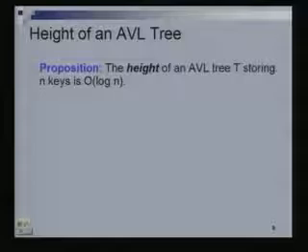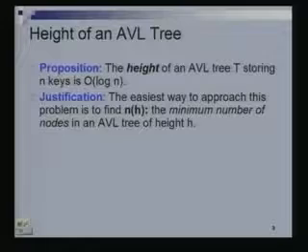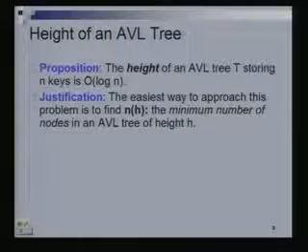So that's what we are going to say. This is what we are going to prove in, let's say, the next few minutes. The height of an AVL tree T, which has n nodes in it, is only order log n. Okay, and let's see why this is true. I'm not going to prove this claim directly. I'm going to make a slightly different argument.